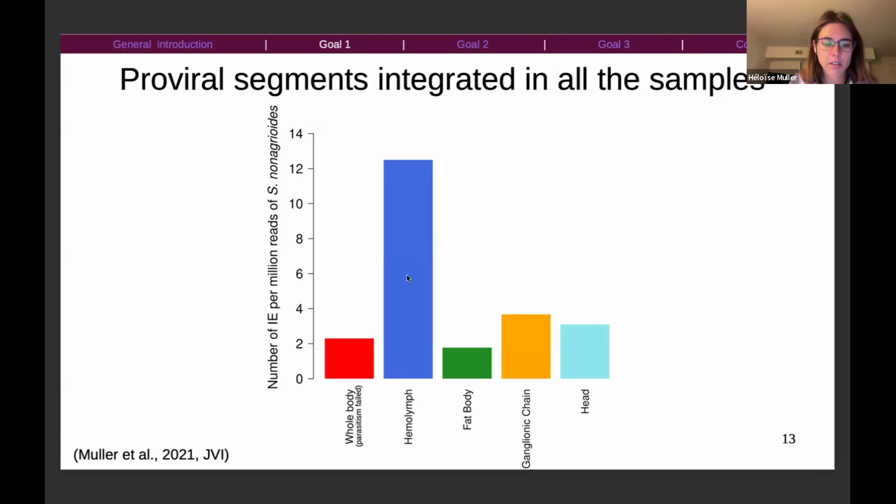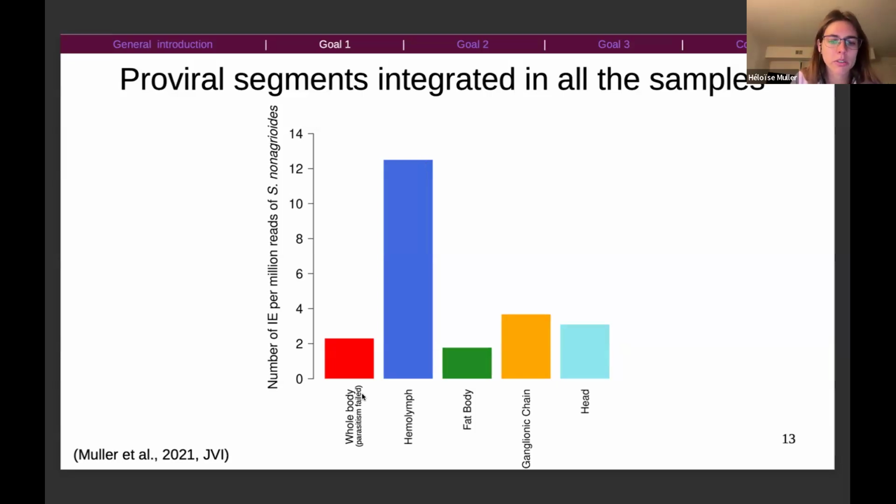Here you can see the normalized number of integration events for each of the samples. So the first thing to see is that we do have integrations in all the tissues we investigated. This is actually the first evidence of integrations elsewhere than in the hemolymph, which shows that most tissues seem to be accessible by those bracoviruses, even though the hemolymph seems to be the tissue with the most integrations.